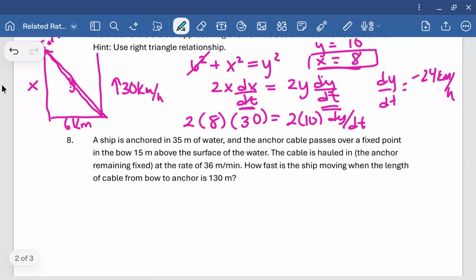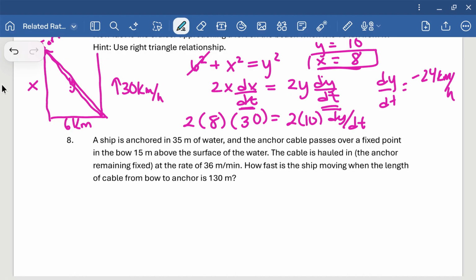Okay, here's our last one that I think also can get a little bit confusing. It's also going to be similar triangles, but we want to use that information. Actually, sorry, it's not similar. It's going to be Pythagorean. But we want to use that information and come up with our picture.